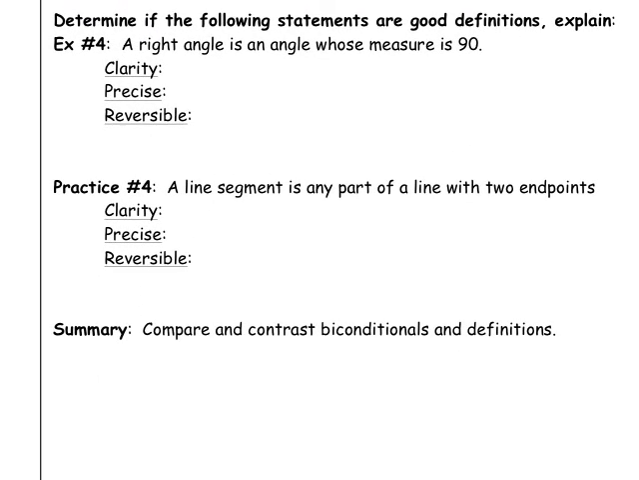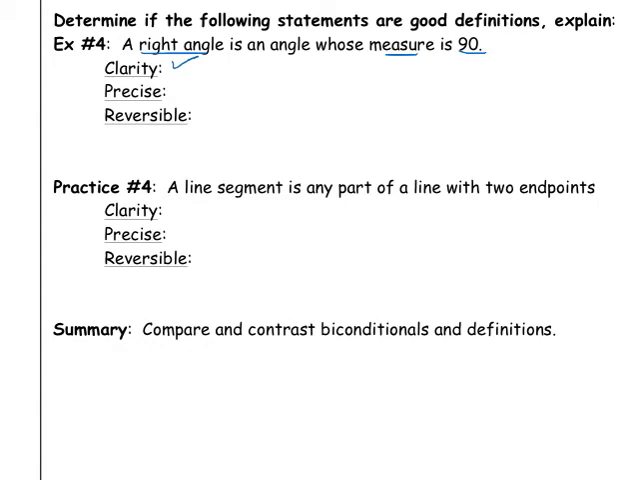All right. So let's do some checks here. So determine if the following statements are good definitions. Explain. Well, first example here says a right angle is an angle whose measure is 90. Is that clear? Well, we know what a right angle is, and we know what the word measure means, and we know what 90 means. It's referring to 90 degrees. So yeah, that is very clear.